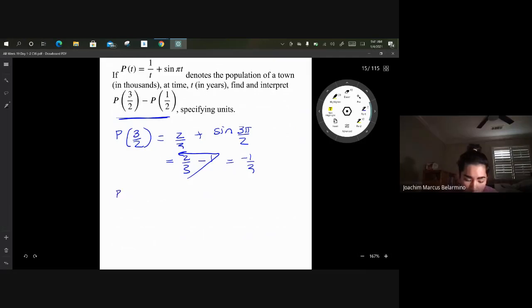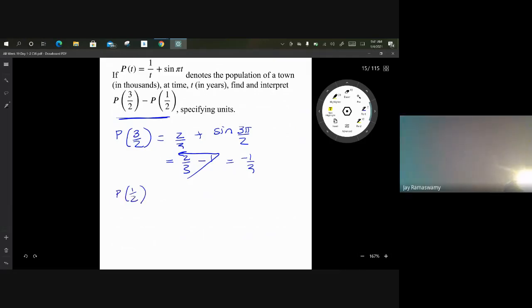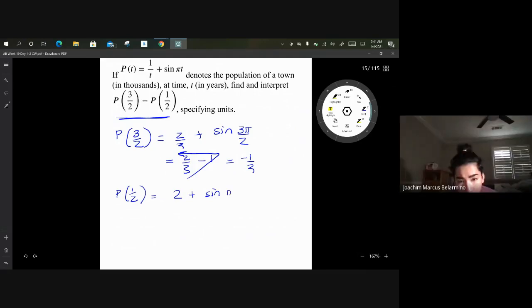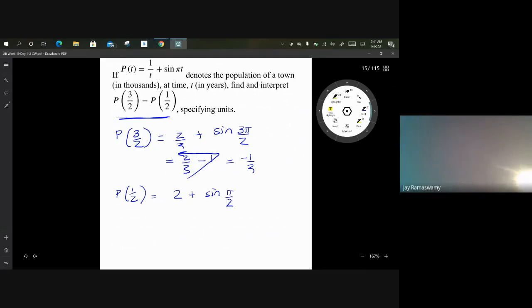Plug in 1/2. Look down. What's 1 divided by 1/2? 2. You just find the reciprocal. Plus sine pi over 2. Very good. Sine pi over 2 is 1, guys.